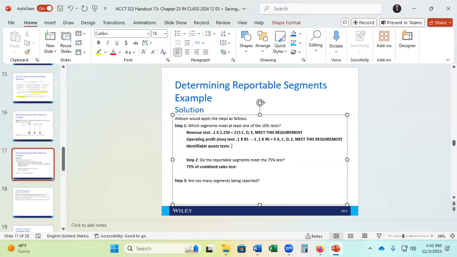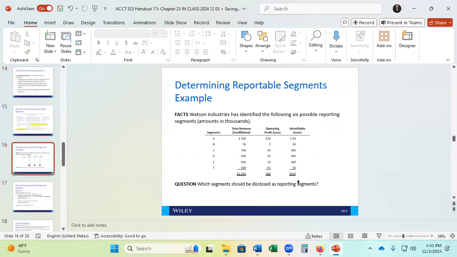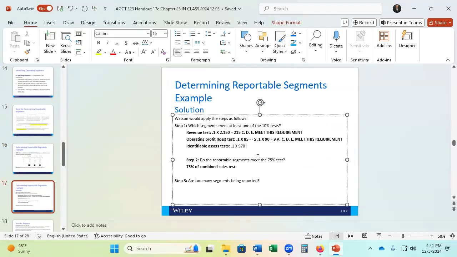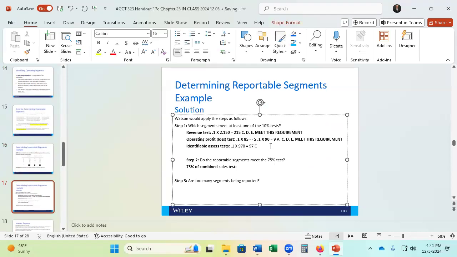And then the identifiable assets test, so 0.1 times our total assets. Our total identifiable assets are 970. So this one would be 97. And so which ones meet 97 in terms of identifiable assets? We have C, D, and E. So we have A, and C, D, and E.